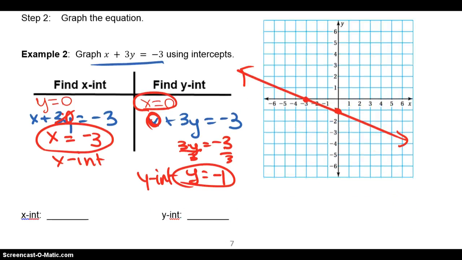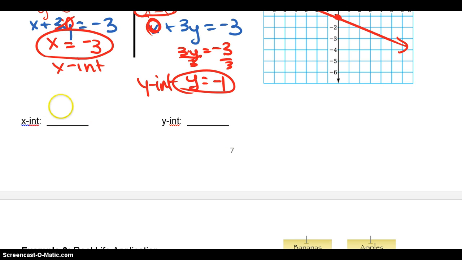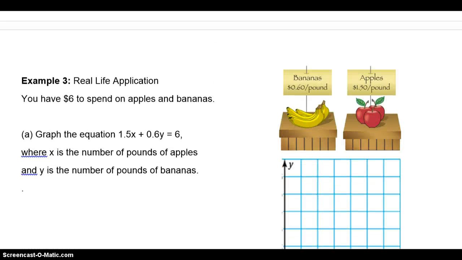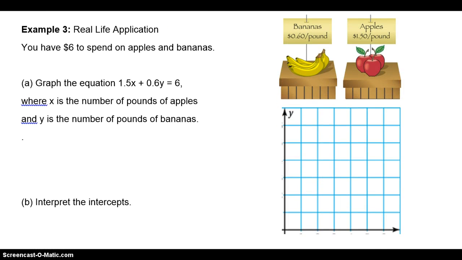Okay, so moving on to the next one. Oops, and under here you can put -3 and -1.